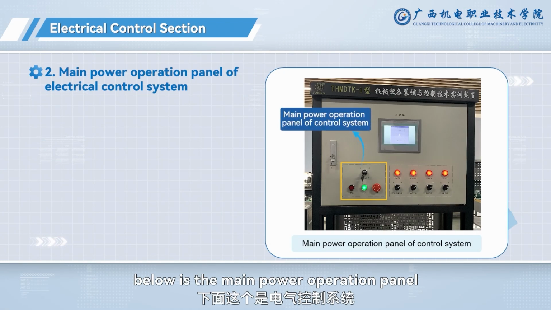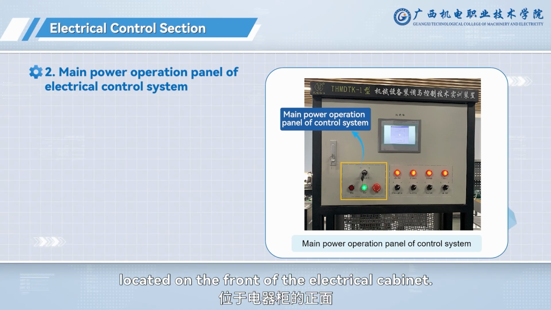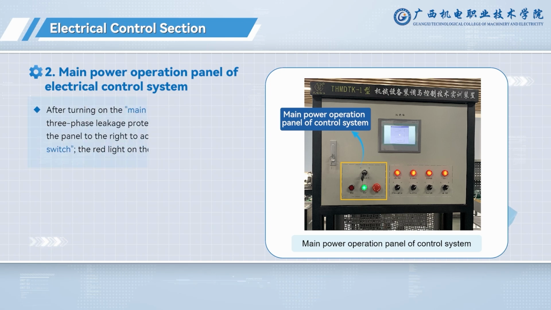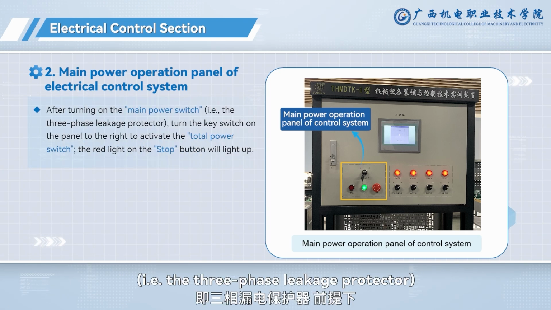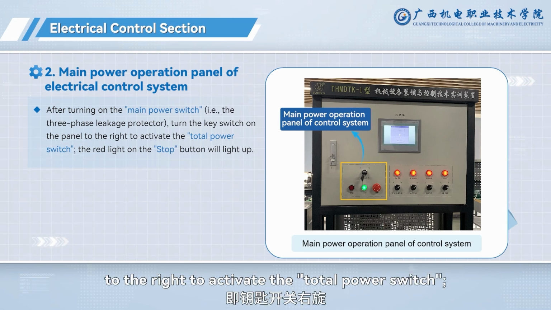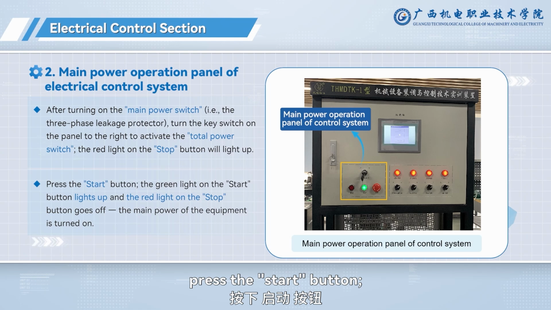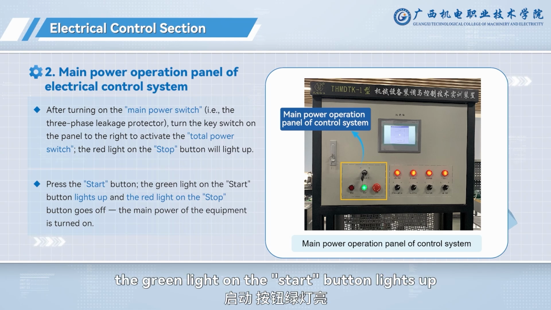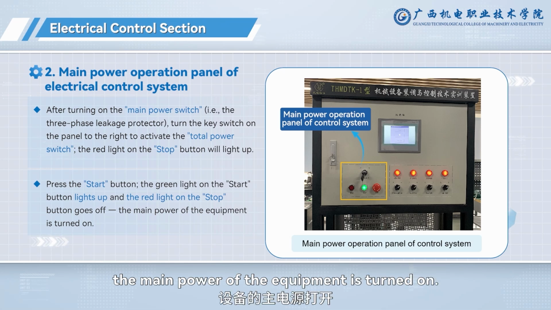Below is the main power operation panel of the electrical control system, located on the front of the electrical cabinet. After turning on the main power switch, that is, the three-phase leakage protector, turn the key switch on the panel to the right to activate the total power switch. The red light on the stop button will light up. Press the start button. The green light on the start button lights up and the red light on the stop button goes off. The main power of the equipment is turned on.